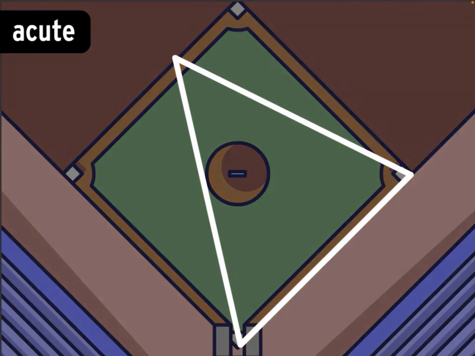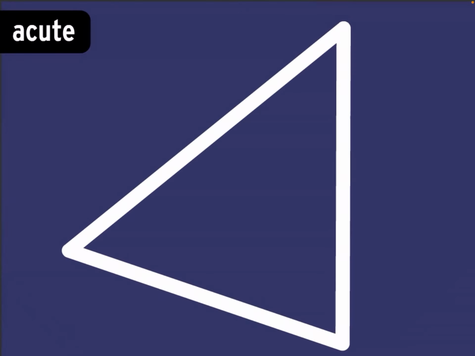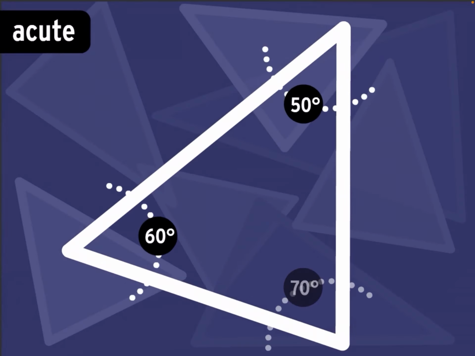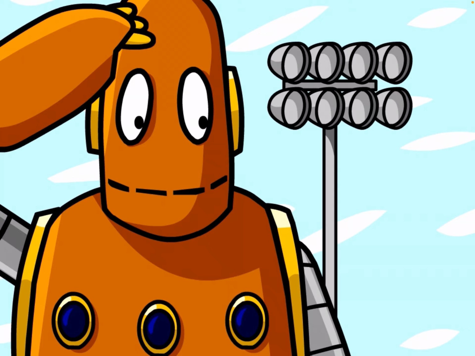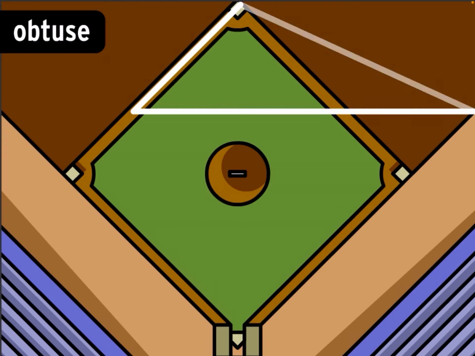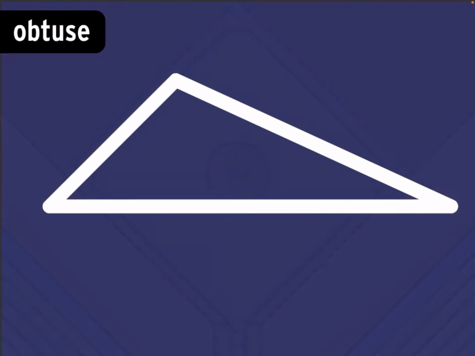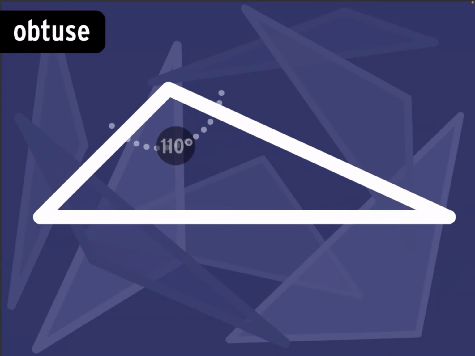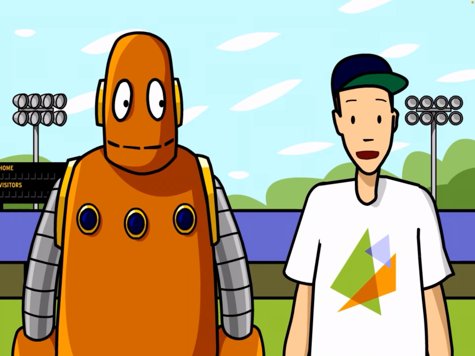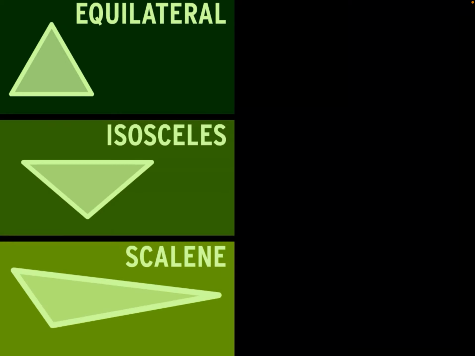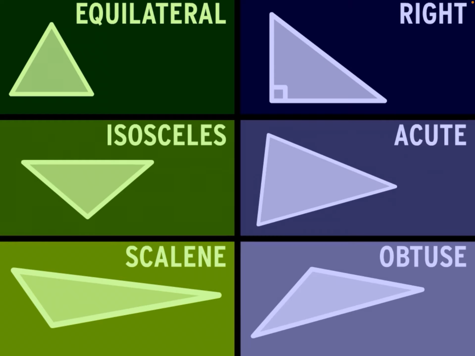Acute triangles have three acute angles. An acute angle is one that measures less than 90 degrees. Obtuse triangles have one obtuse angle. An obtuse angle is any angle that measures more than 90 degrees. So we've got 6 types of triangles. Those that are classified by comparing their sides: equilateral, isosceles, and scalene triangles, and those that are classified by comparing their angles: right, acute, and obtuse triangles.